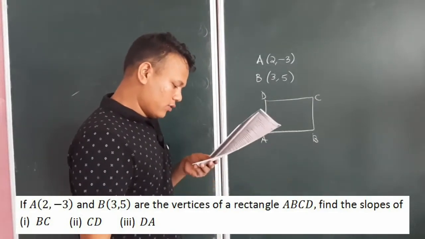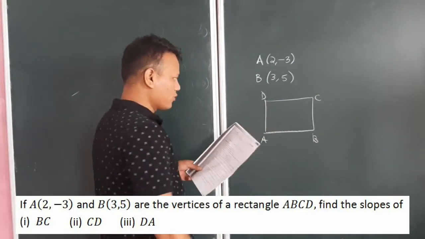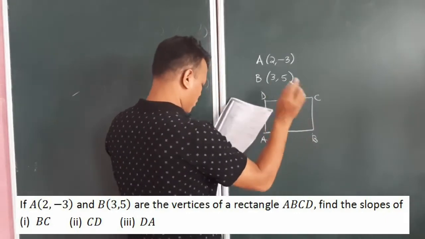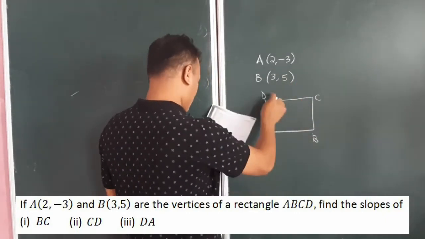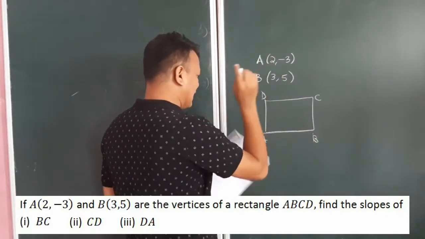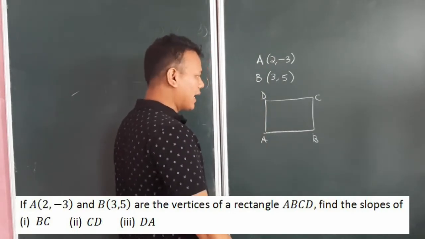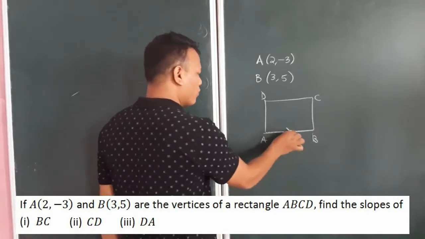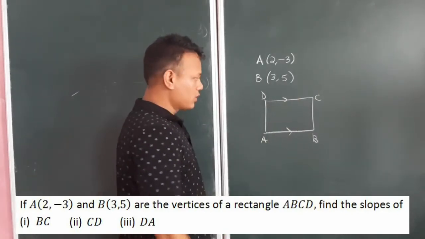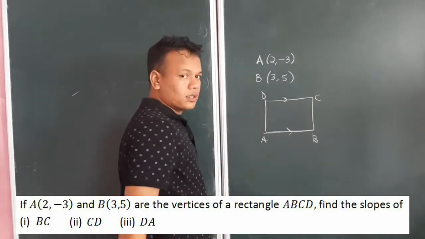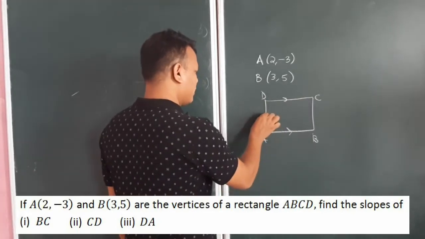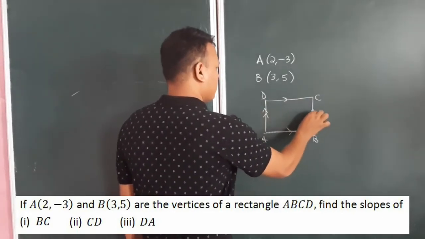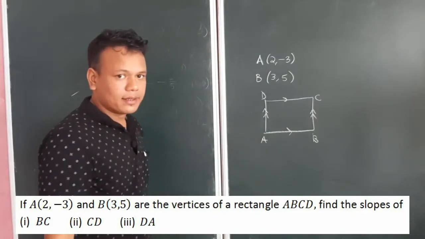Okay, so find the slope of BC. So you need to find what is the slope of BC, you need to find what is the slope of CD, and you need to find what is the slope of DA. Alright, and here in this case, in the rectangle, we know that opposite pairs of lines are parallel to each other. That means AB is parallel to DC, and I can say that DA and BC, they are parallel.